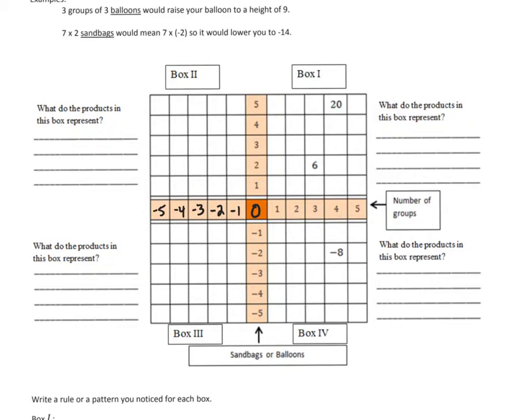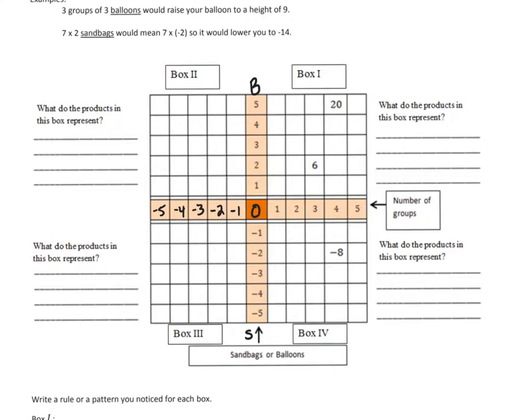Okay, so number of groups, and then one other thing to label is up or positive. These would be balloons, so I'll just write a capital B. Those are balloons. And then below 0, these are sandbags, because they're negative. All right, so now we can move on.